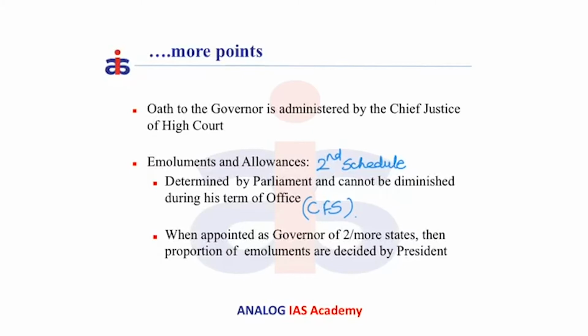Now, let us look into the emoluments and allowances for a governor. These are mentioned in the Second Schedule of the Constitution. The emoluments and allowances are determined by Parliament and cannot be diminished during his term of office. This is done to ensure that there is no influence on the governor by the President or the Union Council of Ministers. The salaries and allowances are charged on the Consolidated Fund of each state. When a person is appointed as governor for 2 or more states, the proportion of the emoluments and allowances is decided by the President.